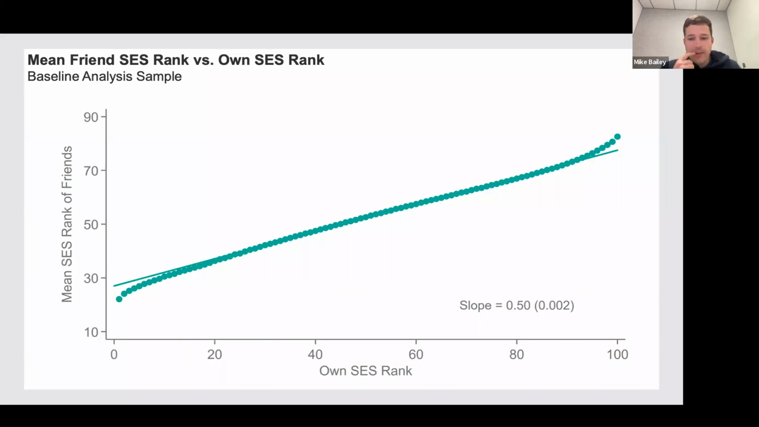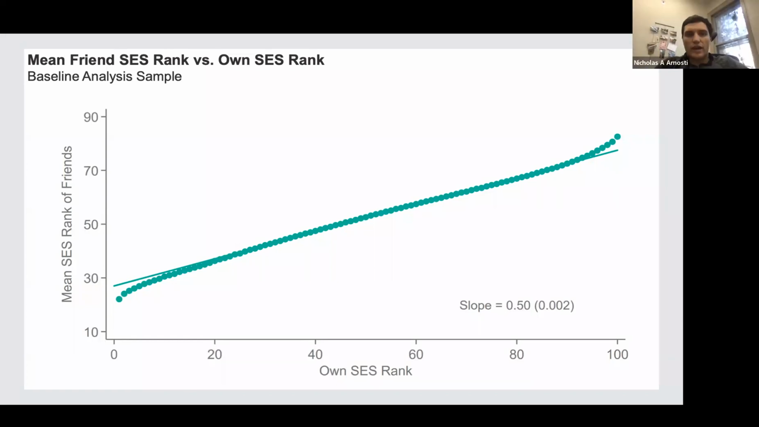So the way to read this is at the top, if their own SCS rank is in the top percentile of the income distribution, their friends are about in the 85th percentile on average. Whereas users in the bottom percentile, their friends are about in the 20th percentile on average. And the correlation is about 0.5. So there's about a slope of 0.5 in this graph. For each percentage point increase in your own SCS rank, the average rank of your friends will increase by about a half of a rank.